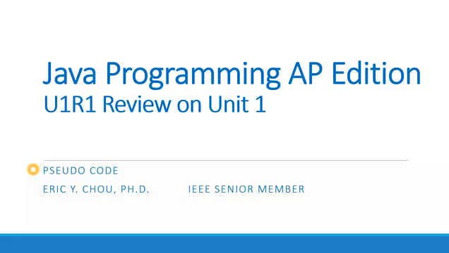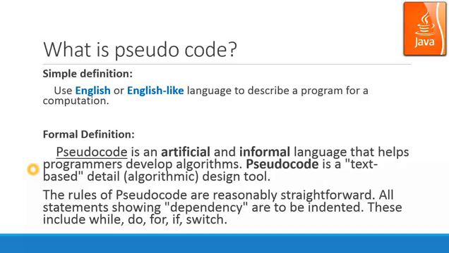In this lecture, I'm going to cover one of the design tools, pseudocode. Pseudocode is one of the three design tools we will introduce in this part 1 of the AP Computer Science or Java for AP edition course. Basically, pseudocode is to use English or English-like language to describe a program for a computation.